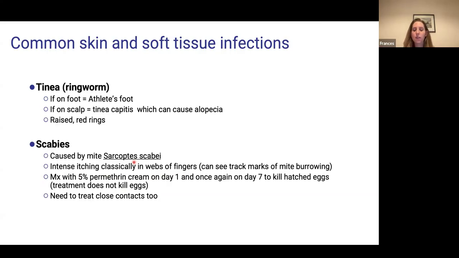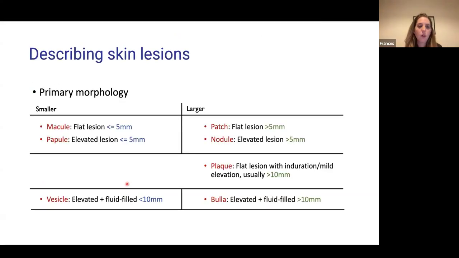So that's why you space out that treatment like that. And you need to treat close contacts as well because it's very, very infectious. Okay, so that's everything to do with infections. Now moving on to the tumor part.